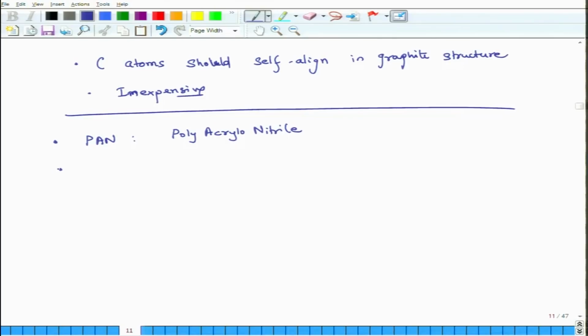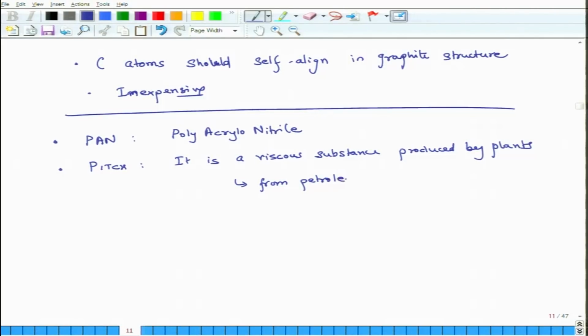The other one is pitch. Okay. What is it? It is a viscous substance produced by plants, or you can have artificial, synthetic pitch. So, you can also get it from petroleum. So, these, PAN and pitch, are the raw materials used as precursor.